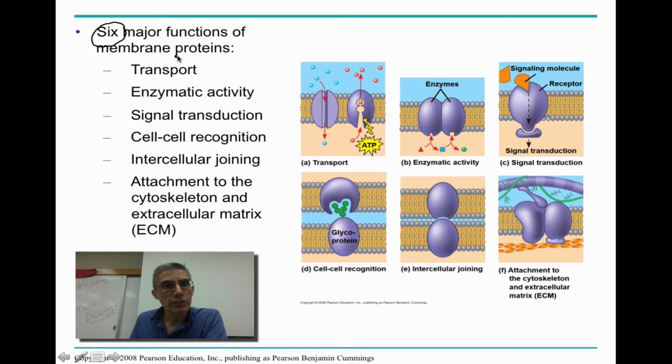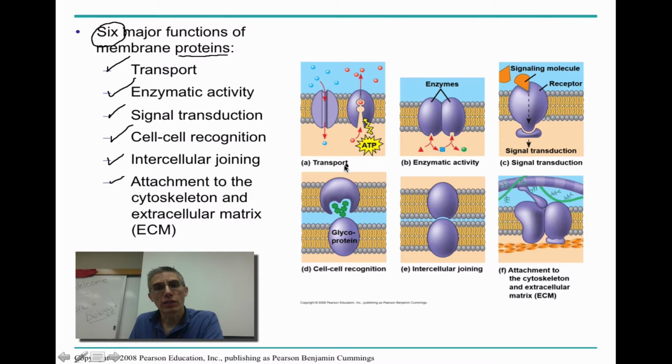There are six major functions of these different membrane proteins. One is transport. The second is enzymatic activity, the ability to speed up chemical reactions within the cell. A third is signal transduction. The fourth is cell-to-cell recognition, so there's some communication going on between cells using the cell membrane. The fifth is intercellular joining. And the sixth is attachment to the cytoskeleton, working within the extracellular matrix or ECM of the cell. Over to the right, you can see the diagram that represents all six of these.